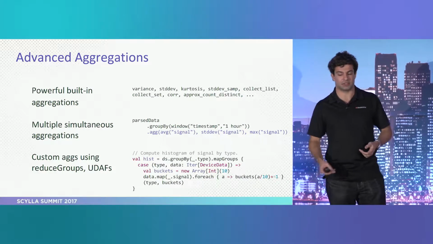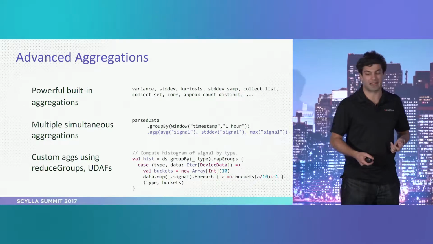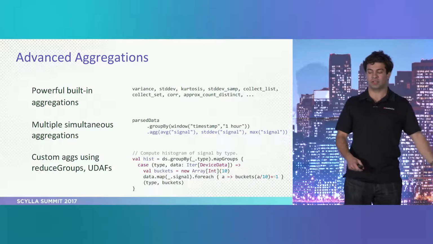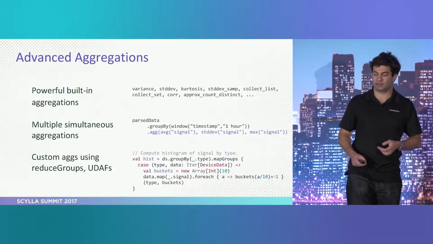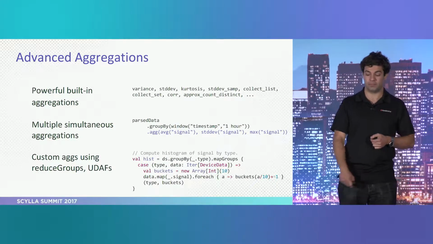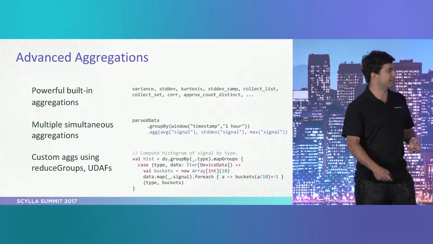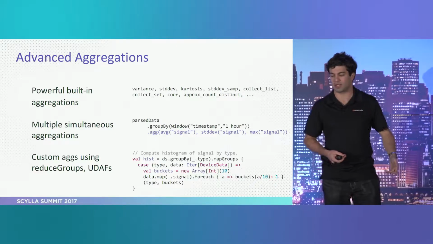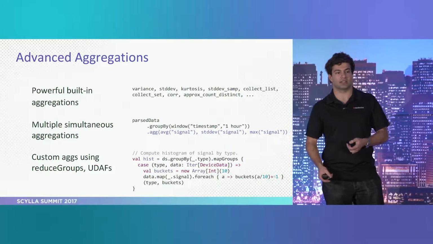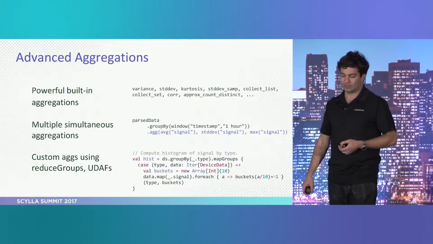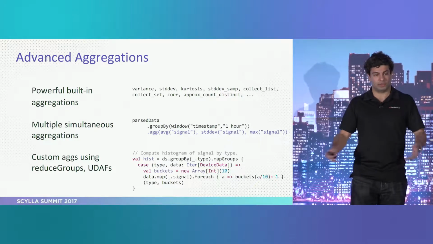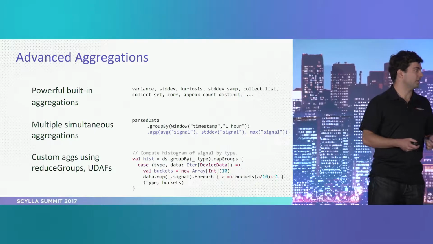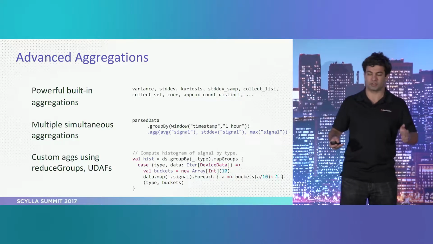If you want to do advanced aggregations, we have a lot of powerful built-in aggregations. For example, if you want to do statistics around variance, standard deviation, correlations, collecting lists or sets of your data, you can do all these very easily. Spark already supports these natively. And the beauty is you can do simultaneous aggregations in one query. You can calculate the average, the standard deviation. You can calculate the maximum. You can run approximate quantiles and get several quantiles of your data in a single query very efficiently. And if you want, you can go crazy and write your custom aggregation functions, declare UDAFs, and then write them in your Scala or Java code.